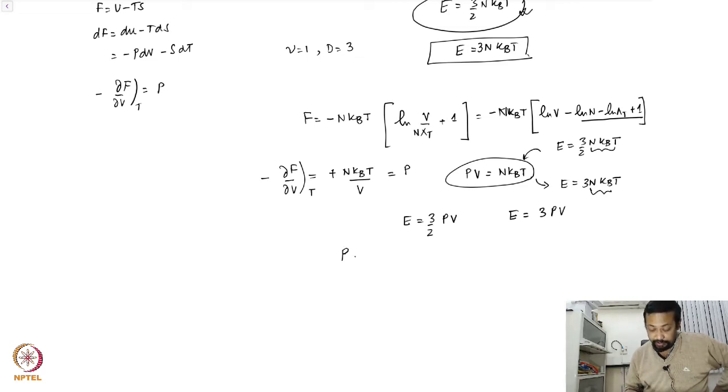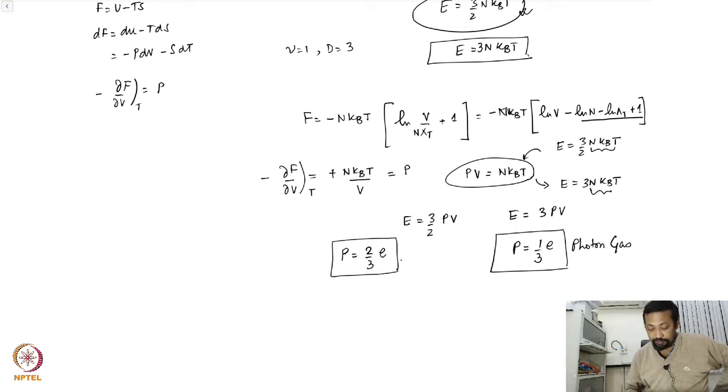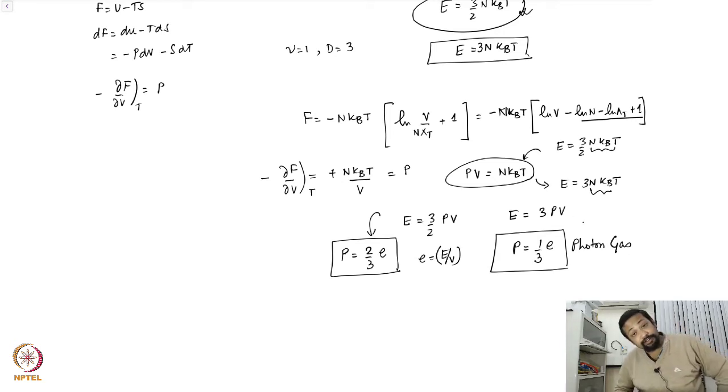Immediately you see that the pressure is 2/3 the energy density, which we'll write as small e, for a non-relativistic gas. For a relativistic gas, the pressure is 1/3 the energy density. So this is the case for a photon gas, and this is the case for a normal non-relativistic ideal gas. For a non-relativistic ideal gas, the pressure is always 2/3 the energy density, where small e is capital E over V, and for an ultra-relativistic gas, such as a photon gas, the pressure is always 1/3 of the energy density.